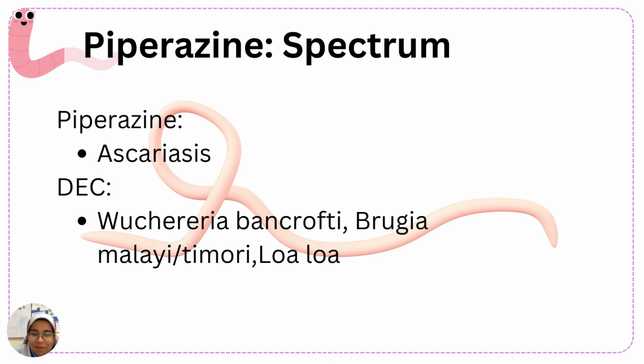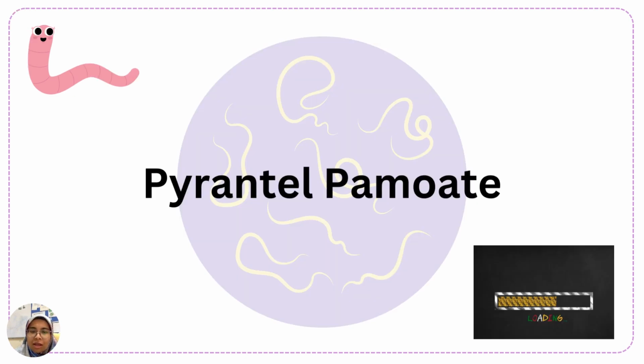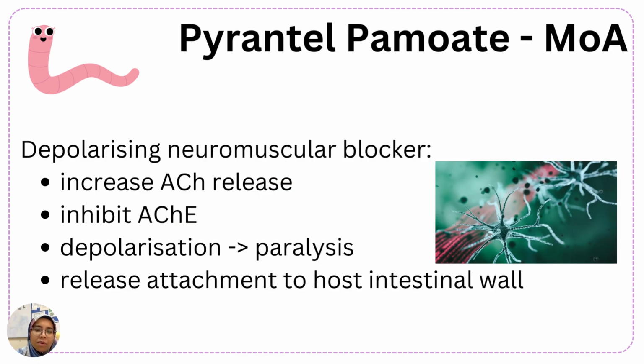So we're moving along to another antihelminthic drug, which is pyrantel pamoate. The name is a mouthful, but there's not that much to know about it. What does pyrantel pamoate do? If you remember your MSK, then you remember the depolarizing neuromuscular blocker. So this one acts at the neuromuscular junction of the parasite. What does it do? It increases ACh release, and it inhibits ACh-E or acetylcholinesterase.